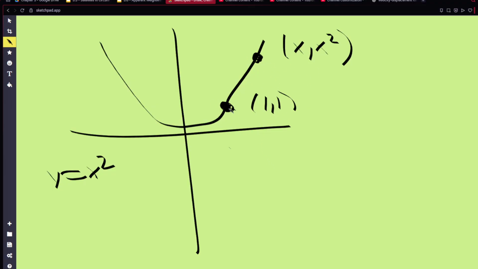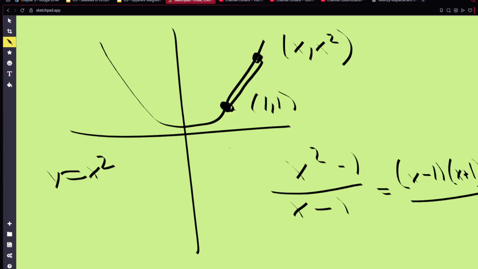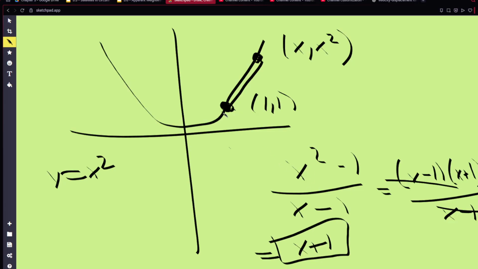So that means the slope between these two points is defined as what? x squared minus 1, which is y2 minus y1, over x2 minus x1. So just a slope formula, pretty simple stuff. You can simplify this even further. This is just a difference of squares, as we know, so it's going to be (x minus 1)(x plus 1) over (x minus 1). Cross the x minus 1 out, giving us x plus 1 left, which would be, I guess, this tangent line here, right?